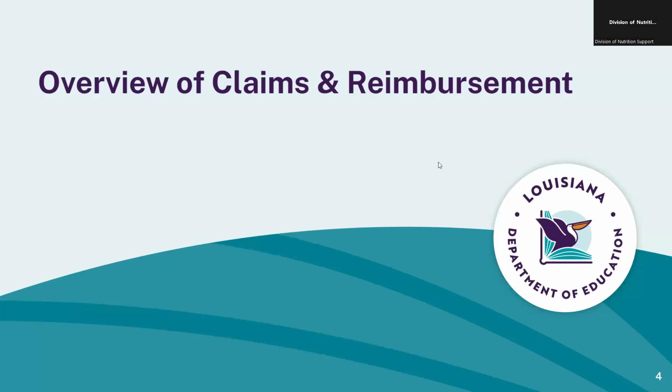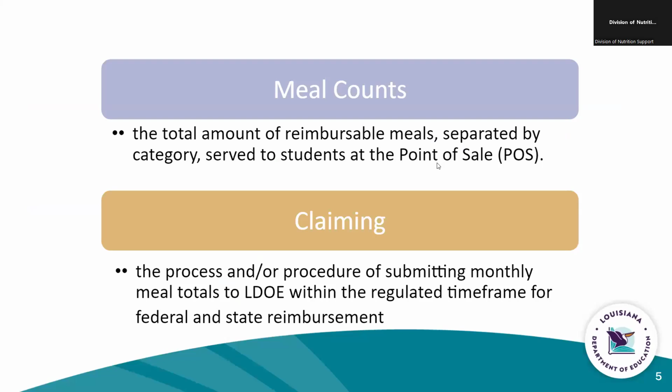All right, so here's an overview of claims and reimbursement. There's a difference between meal counts and claiming. Meal counts are defined as a total amount of reimbursable meals separated by category served to students at the point of sale. The meal counts are submitted to LDOE for reimbursement through the Child Nutrition Program website. Claiming is defined as the process and procedure of submitting those monthly meal totals to LDOE within the regulated time frame for federal and state reimbursement.